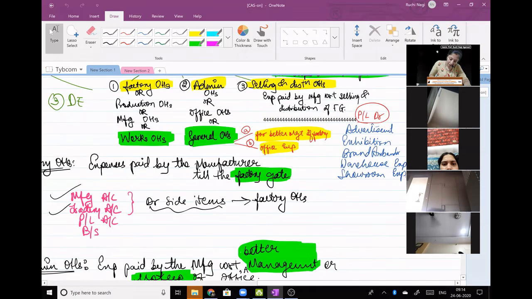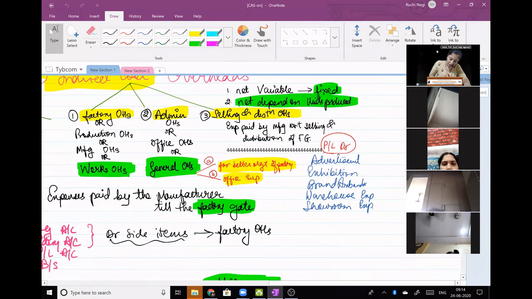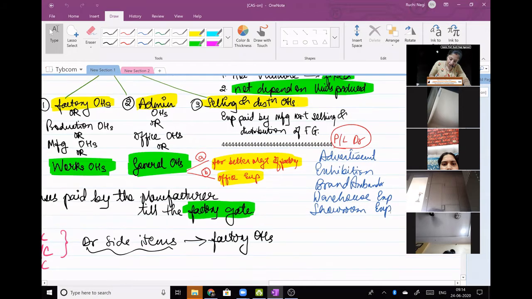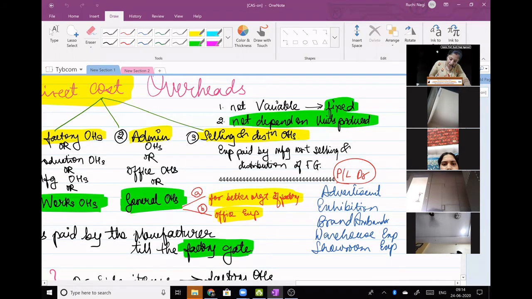Any doubts till here? Just acknowledge it in the chat box. I can note it down or take a screenshot of the same. Later I'll be sharing all these things in the class group, so don't worry about that.